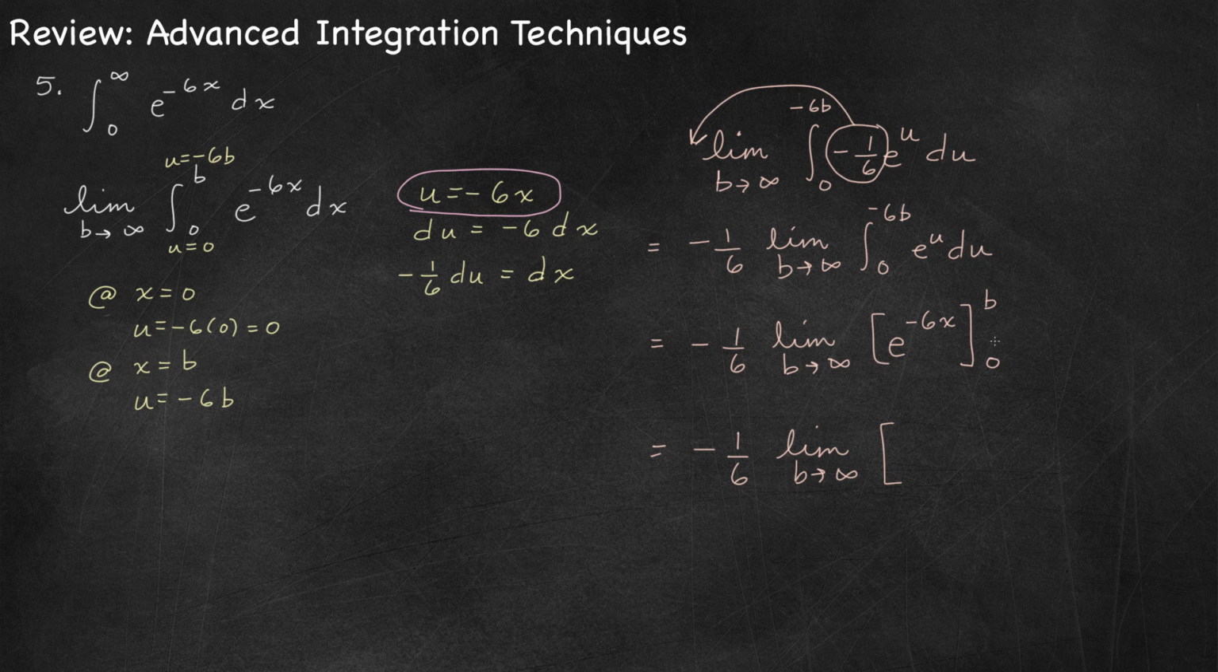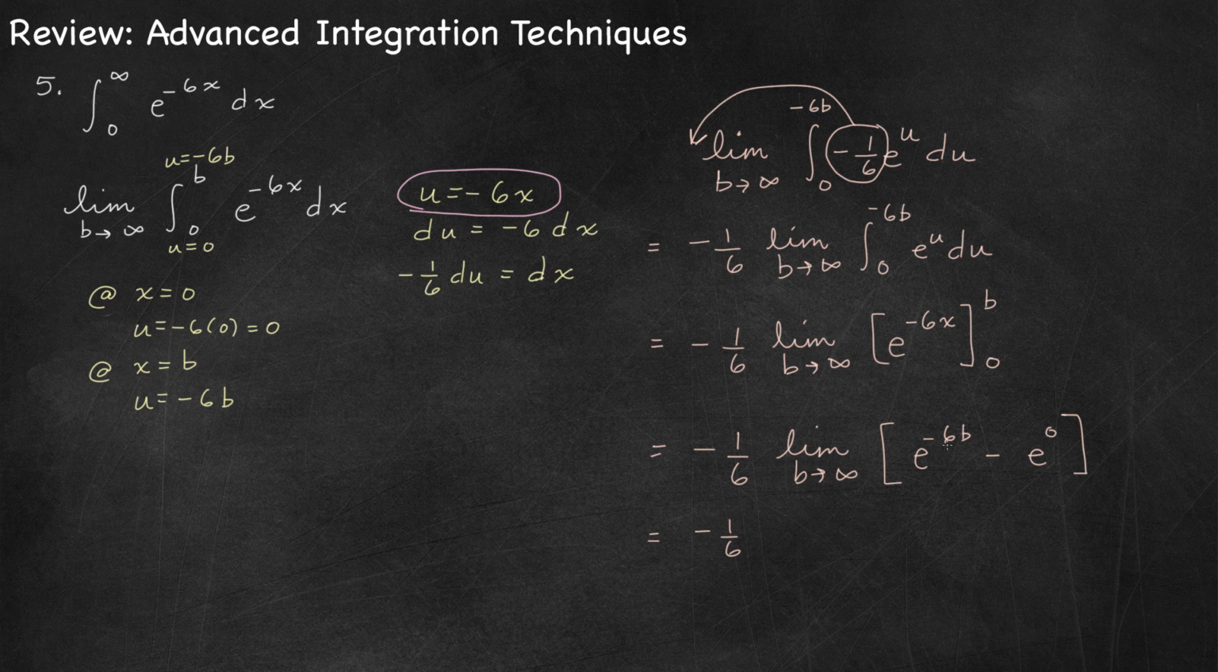Okay, so now I'm going to sub in my upper bound. I get e to the negative 6b minus e to the negative 6 times 0. So e to the 0, which is 1. Negative 1/6. Okay, now let's go ahead and try and take this limit.